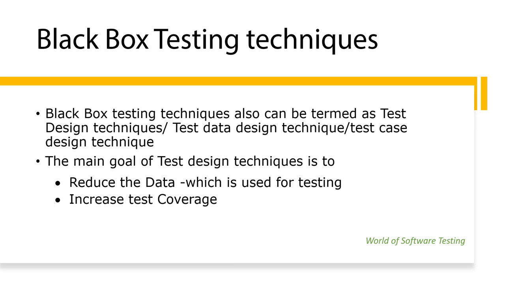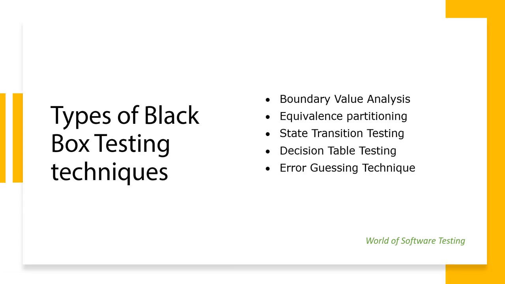So basically these are useful to design better test cases while increasing the coverage. So these are the black box testing types. We have already covered boundary value analysis, BVA, out of this, and the rest we will start with equivalence class partitioning in this tutorial.